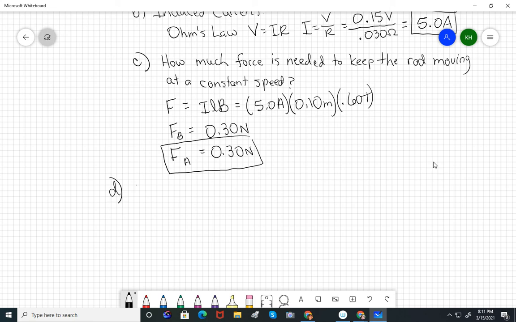What's the power? The mechanical power involved here. Well, remember, power is the rate of doing work, but we also said when something's moving, it can be the product of the force times the velocity. So in this case, 0.30 newtons times 2.5 meters per second. And our power is 0.75 watts.